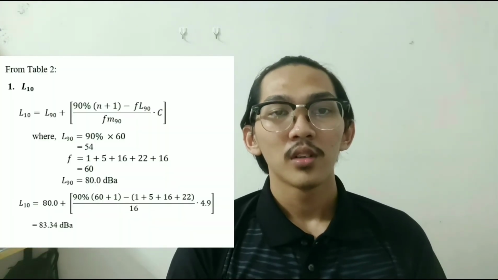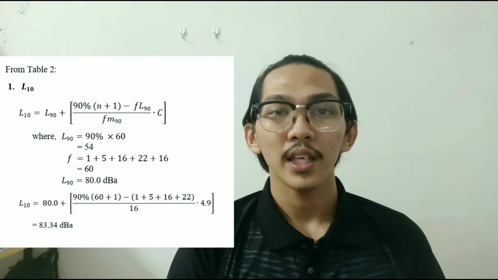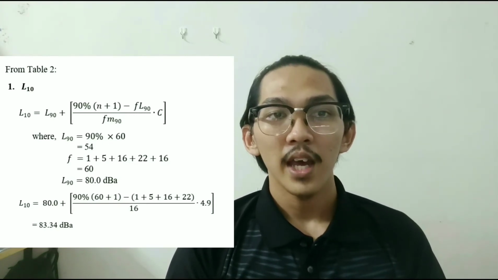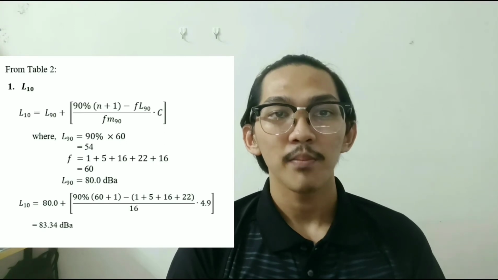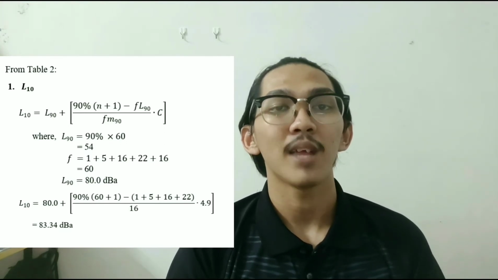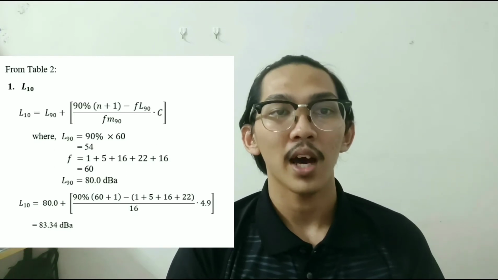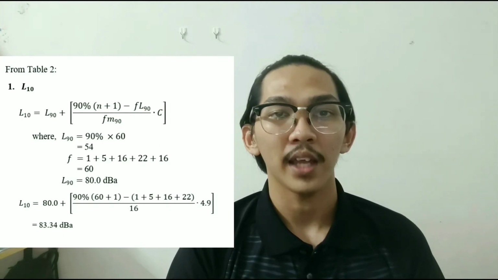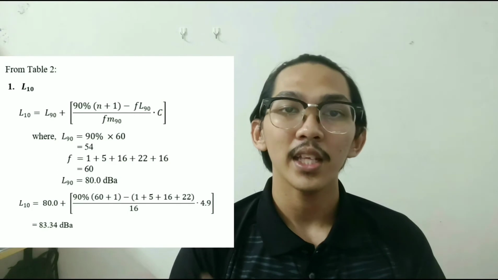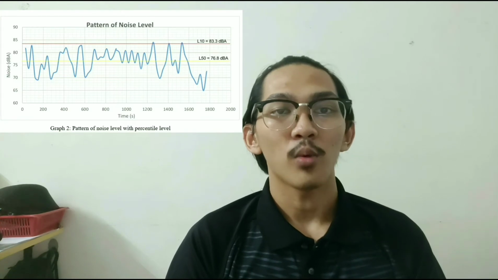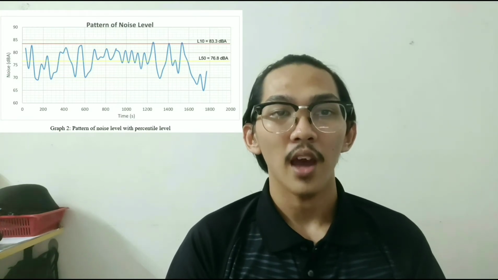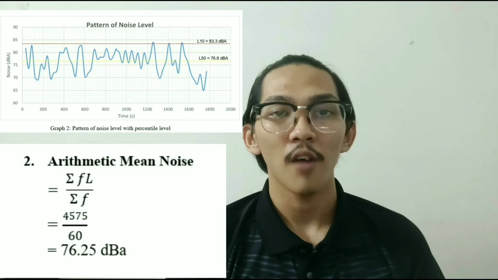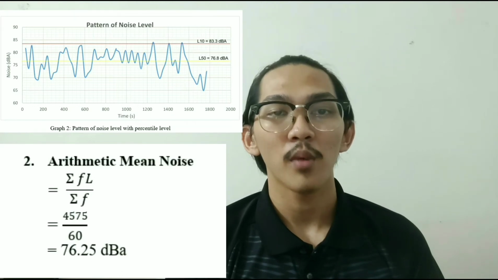From table 2, to calculate the L10, we use the formula L90 plus 90% times the number of data plus 1, minus FL90, which is 1 plus 5 plus 16 plus 22, and divided by FM90, which is 16, then times C, which is 4.9. Then we get the L10 is 83.34 dBA. This is the pattern of noise level with percentile level. Then we calculate the arithmetic mean noise by using the formula summation of FL divided by summation of F. Then we get the value of 76.25 dBA.